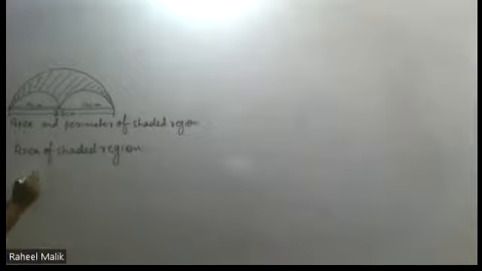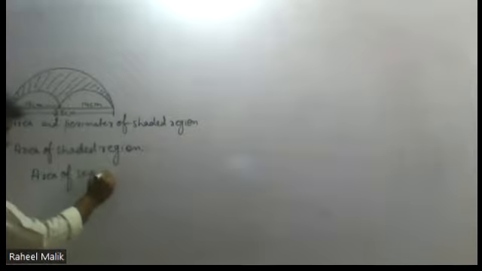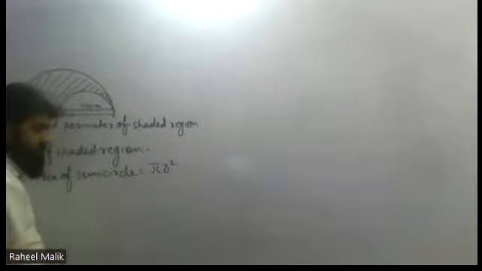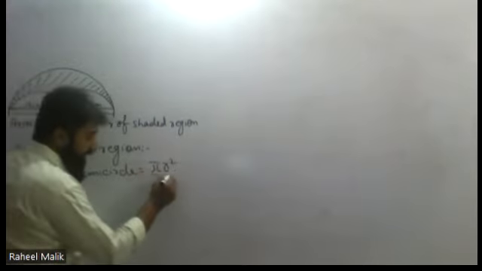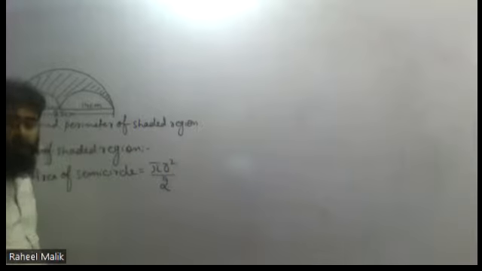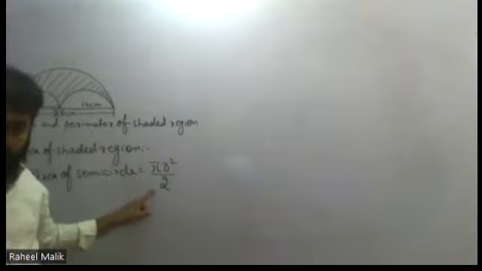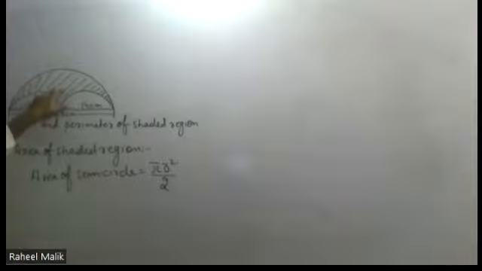Area of semicircle formula will be: semicircle is always half of the circle. So circle formula is pi r square, and as it is a semicircle, as it is half, I'm going to divide it by 2 over here. So area of semicircle is area of circle divided by 2. Now I have to find the shaded region. So how will I find the shaded region?